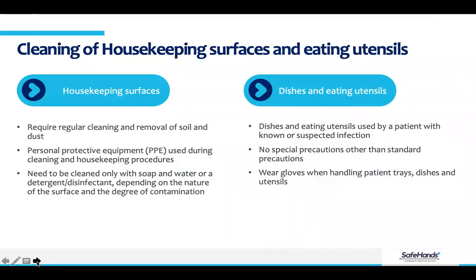Cleaning of housekeeping surfaces and eating utensils. Housekeeping surfaces require regular cleaning and removal of soil and dust. Personal protective equipment used during cleaning and housekeeping procedures needs to be worn. Clean only with soap and water or detergent and disinfectant, depending on the nature of the surface and degree of contamination.